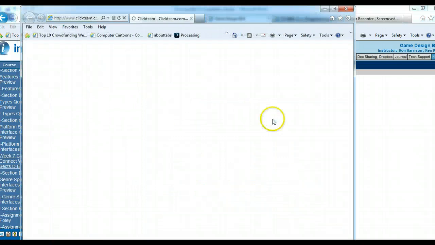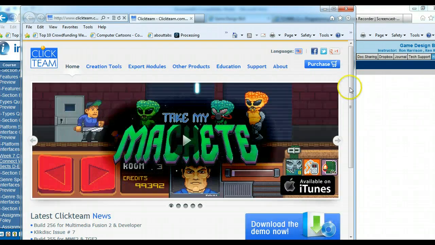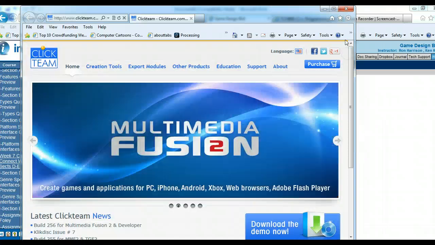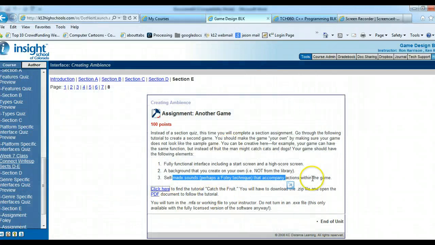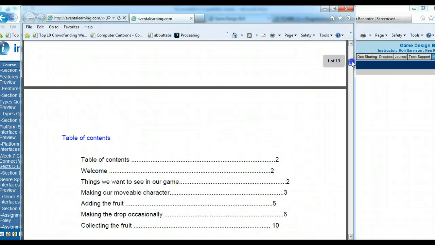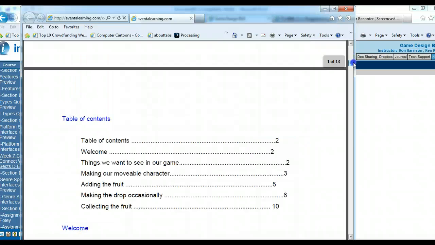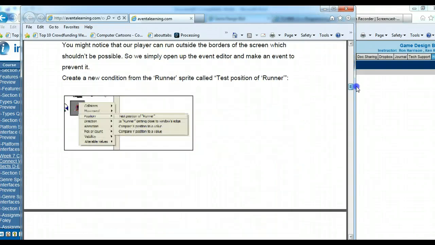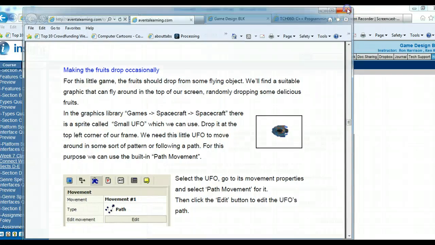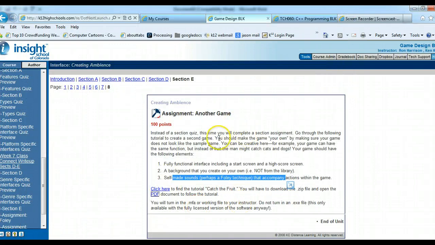So here's a tutorial on the Catch the Fruit game. So you can work through this tutorial on Catch the Fruit when you download Multimedia Fusion. And here's the PDF of the Catch the Fruit game. So you can see the basics of this. This guy's running across. He's trying to catch fruit. So that's the tutorial for Catch the Fruit. But then you're going to make yours different from the Catch the Fruit. Okay?